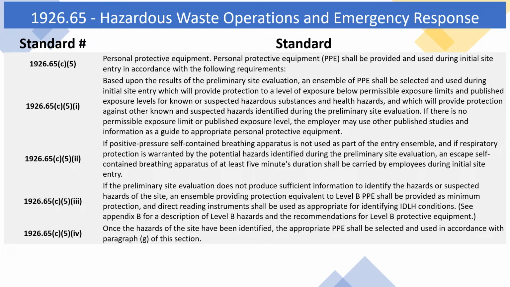3. If the preliminary site evaluation does not produce sufficient information to identify the hazards or suspected hazards of the site, an ensemble providing protection equivalent to Level B PPE shall be provided as minimum protection, and direct reading instruments shall be used as appropriate for identifying IDLH conditions. See Appendix B for a description of Level B hazards and the recommendations for Level B protective equipment. 4. Once the hazards of the site have been identified, the appropriate PPE shall be selected and used in accordance with paragraph G of this section.